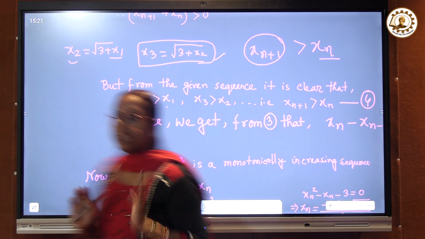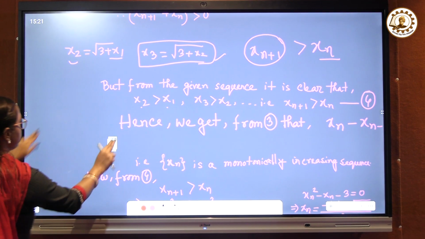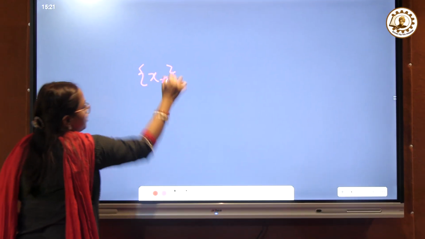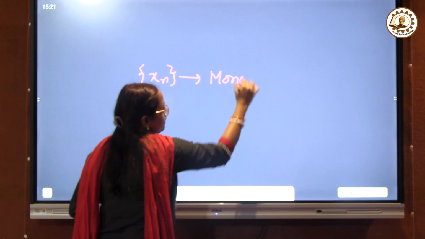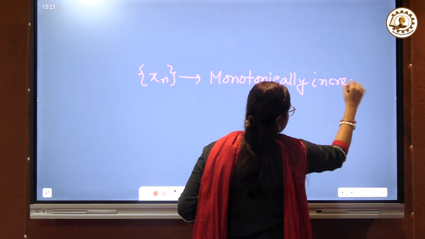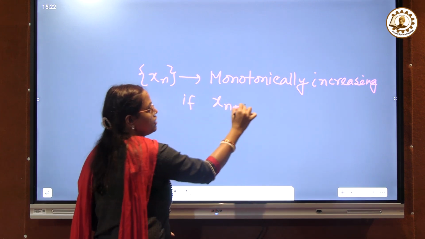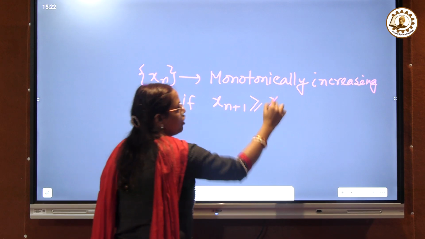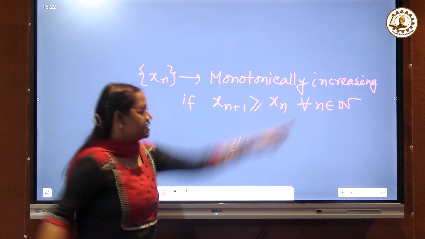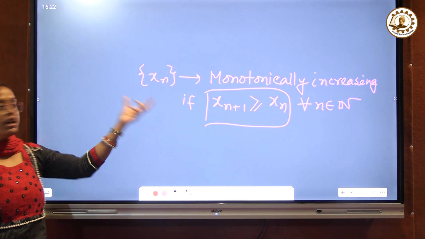Now in a monotonically increasing sequence, what do we have to check? A sequence xn is said to be monotonically increasing if the n plus 1th term of the sequence is either greater than or equal to its nth term for all n belonging to capital N, that means the set of natural numbers. If this condition holds, we can say that the sequence is monotonically increasing.